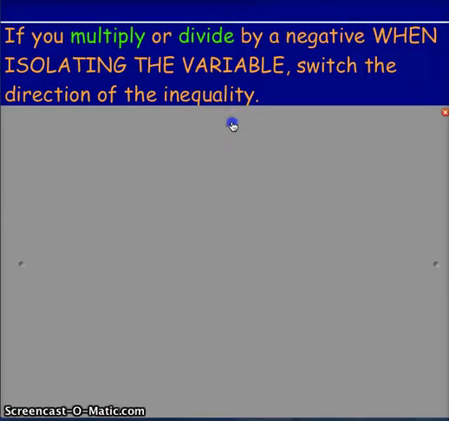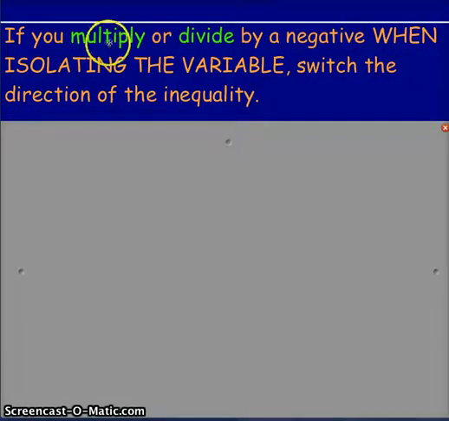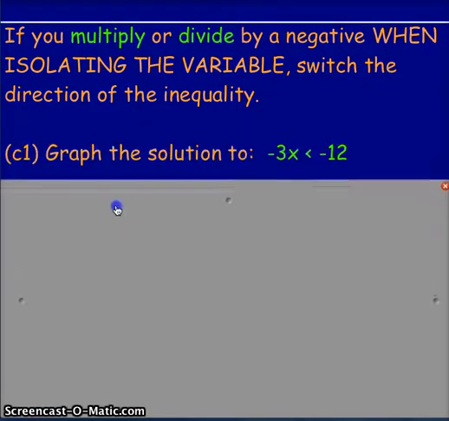Now there is one tricky rule that you have to remember in order to solve inequalities. The rule is when you're isolating the variable and you multiply or divide by a negative to isolate the variable, you have to flip the inequality sign. So you might want to write this down. If you multiply or divide by a negative when isolating the variable, switch the direction of the inequality.